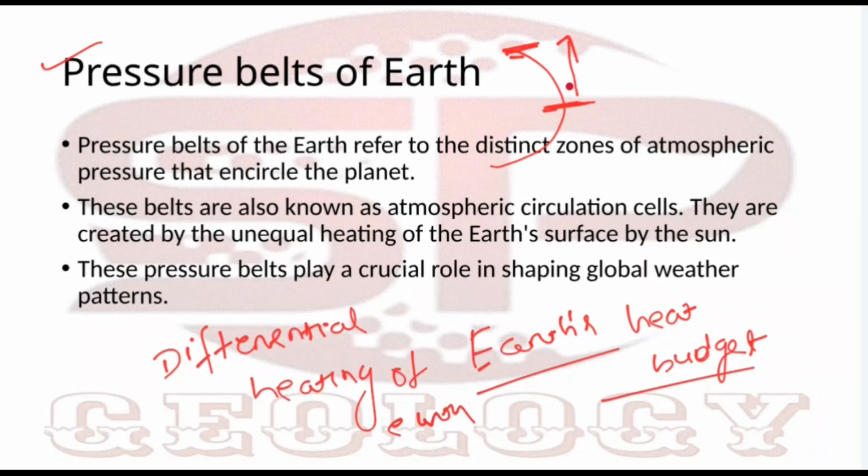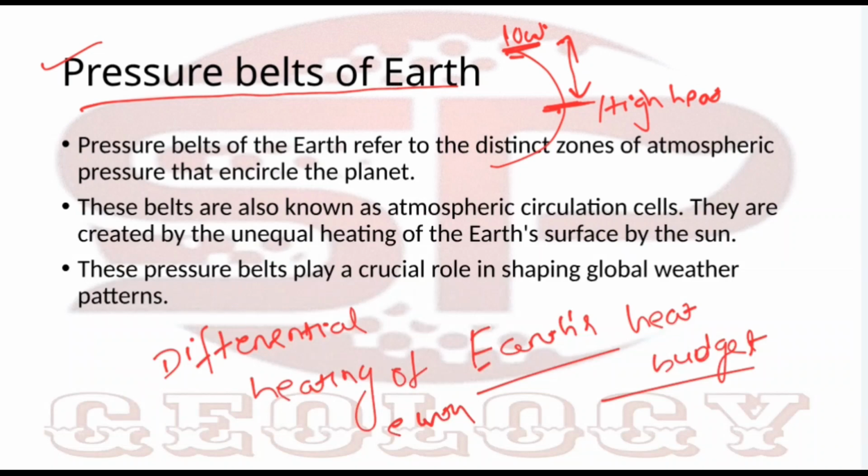So that will produce a differential heating condition, where this part will have high heat and this part will have low heat. That will produce a pressure belt. As you know, if the air gets hotter, it becomes lighter and rises upward. So that will produce a low pressure condition. Because of this differential heating, different pressure belts are formed within the earth.